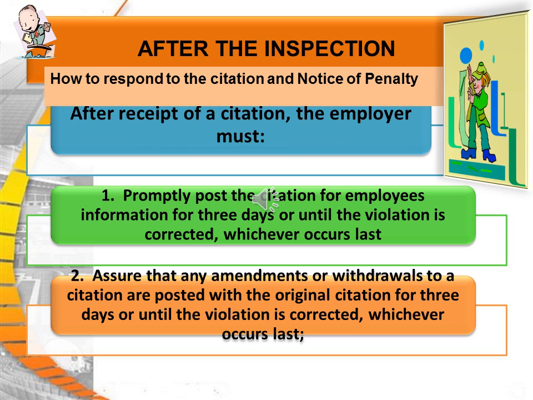After an inspection, how to respond to a citation or notice of penalty. Number 1, after receipt of the citation, the employer must promptly post the citation for employees' information for 3 days or until the violation is corrected, whichever occurs last. Number 2, they must ensure that any amendments or withdrawals to the citation are posted with the original citation for 3 days or until the violation is corrected, whichever occurs last.